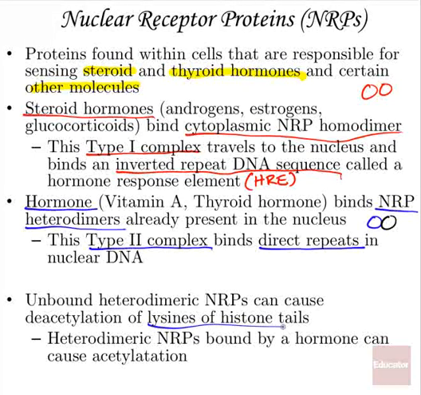All right? Now, these heterodimeric NRPs that are bound by a hormone, such as these right here, can cause the acetylation of those tails. And remember, when a histone's tails are acetylated, that often, depending on the histone code, it's very complex, but it often is related to the loosening of chromatin, meaning transcriptional activation, whereas the deacetylation of histone tails usually means the compaction of chromatin, meaning decreased transcription and replication.